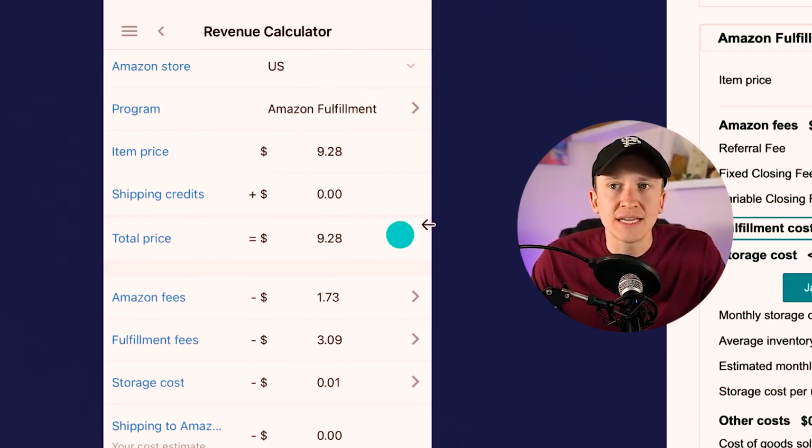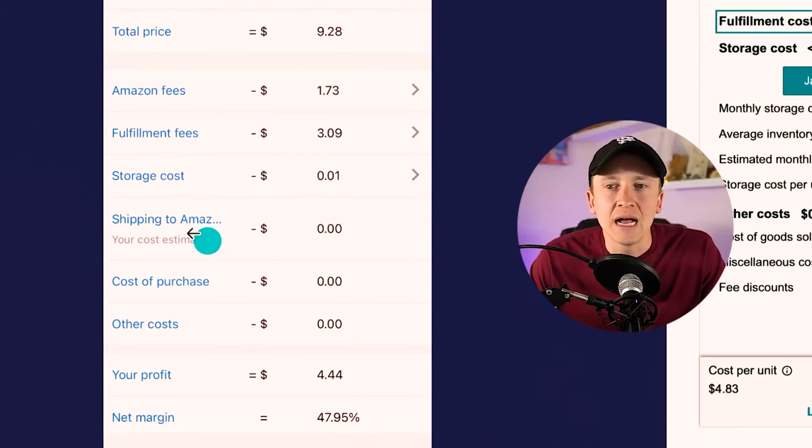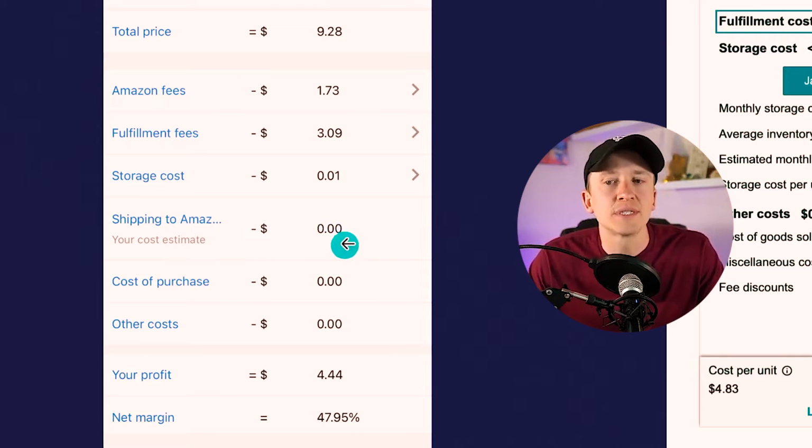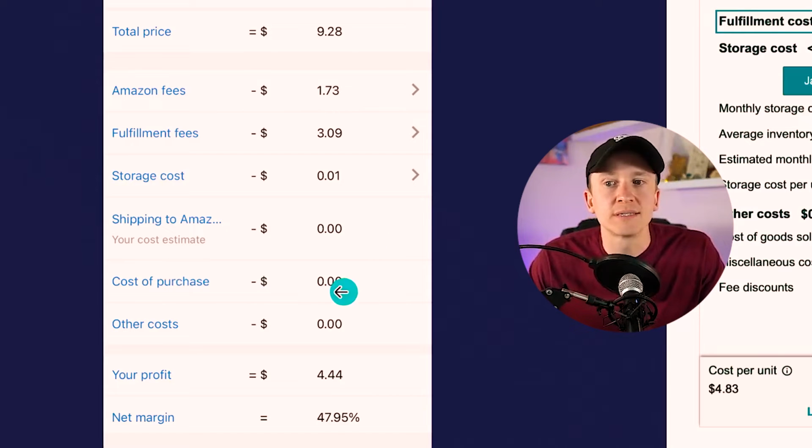So let's take a look at some examples really quick. On the left-hand side is the revenue calculator in the Amazon seller app. There's an item price of $9.28. So the total price is $9.28 for Amazon fulfillment. There's Amazon fees of $1.73, fulfillment fees of $3.09. They have a 1 penny storage cost based on that setting. And then here is where you can set up your shipping to Amazon. So if your shipping per pound was 50 cents, then you could put this in there and Amazon would automatically calculate how much that would be for that item. And then your cost of purchase. Let's say it costs you $2 to buy this. You could put that in the cost of purchase.